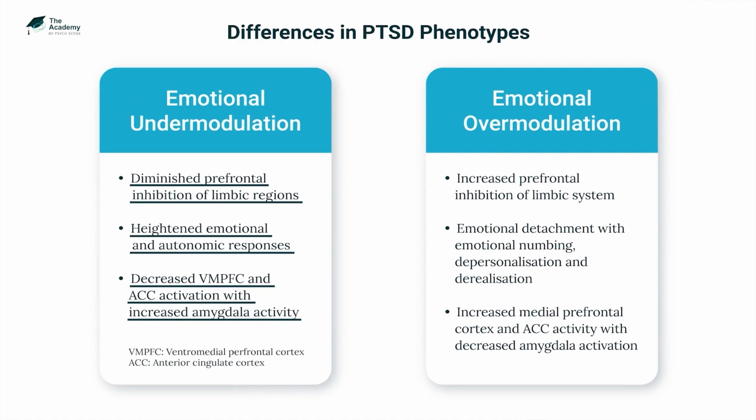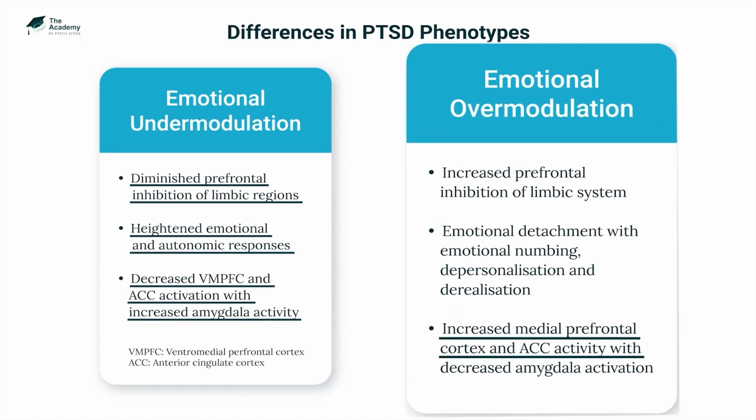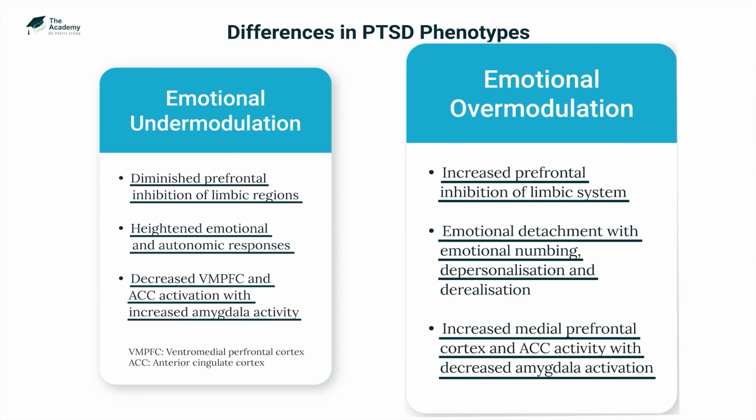amygdala activation. On the other hand, if there is increased ventromedial prefrontal cortex and anterior cingulate activity with decreased amygdala activation, so there is excessive frontal inhibition of the limbic system. Now, the limbic system is also a reward pathway, and when this is blunted excessively, the patient can actually present with emotional detachment, numbing, depersonalization, and derealization, as the amygdala cannot activate a key area, which is the basolateral amygdala, which is critical for reward behaviors via the projection to the nucleus accumbens, which is the reward pathway. So basically, it's the blunting of the reward pathway excessively, and that's known as the emotional over-modulation phenotype.